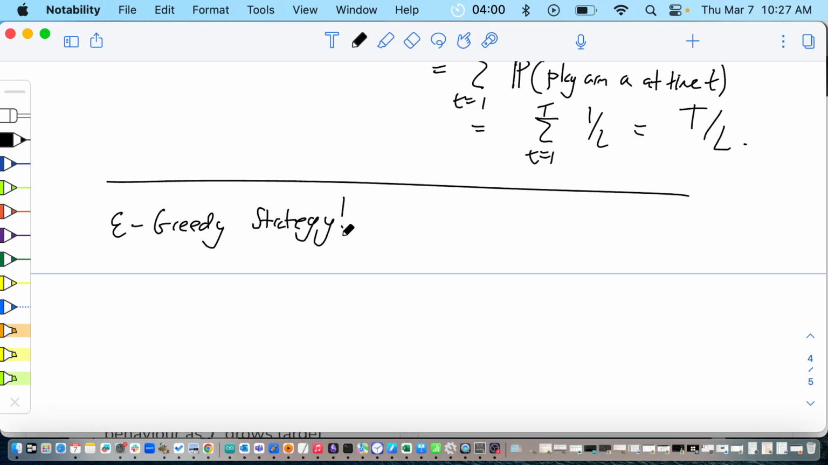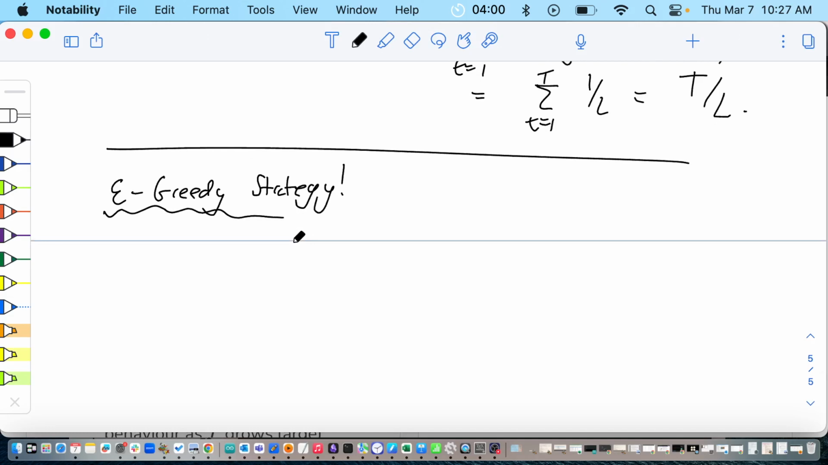Actually, before we do the epsilon-Greedy strategy, let's just do the greedy strategy and calculate the regret of this strategy. Or do I want to tell you epsilon-Greedy first? Let me tell you epsilon-Greedy first. Okay, let's go back. So what is the epsilon-Greedy strategy? You play the best arm you've seen so far.